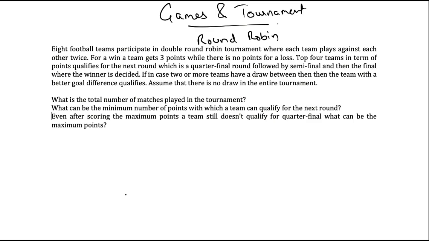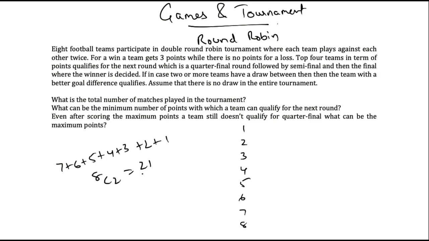Now we have 3 questions. Let's see first, what is the total number of matches played in the entire tournament. So we have 8 teams, and if these 8 teams play against each other, the number of matches will be 7 plus 6 plus 5 plus 4 plus 3 plus 2 plus 1. So we have 8C2, that is 21 matches. So 21 matches we have in a round robin, but it says it's a double round robin, so each team will be playing twice, so we'll make it 42. Now in the league stage there will be 42 matches.